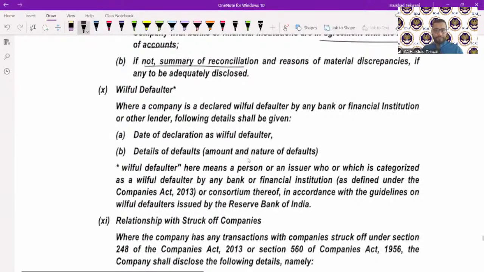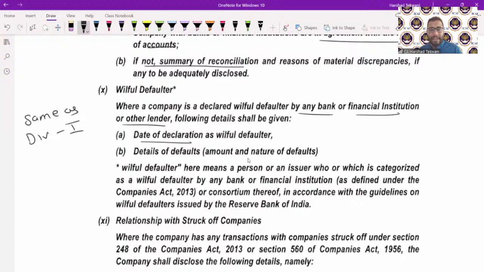Willful defaulter. Same, there is no change even in the willful defaulter. If we have been declared a willful defaulter by any bank, financial institution or any other lender, then the date of declaration and details of default are required. Willful defaulter means when, as per the RBI guidelines, a bank has declared the company a willful defaulter.